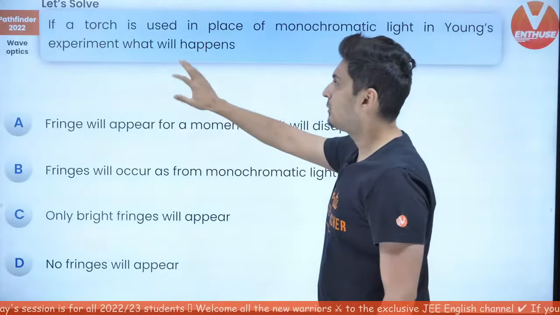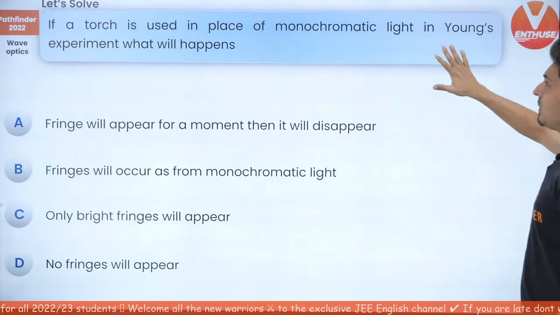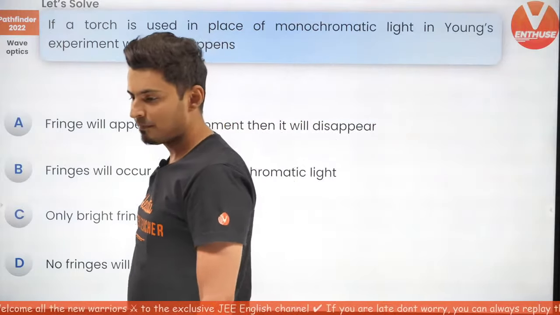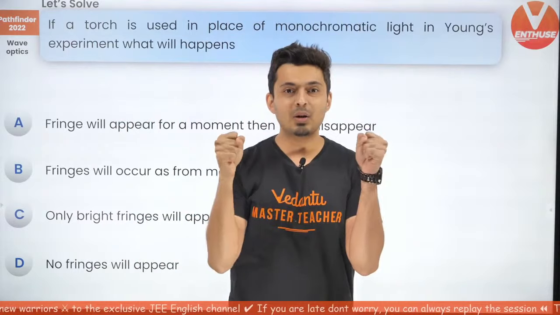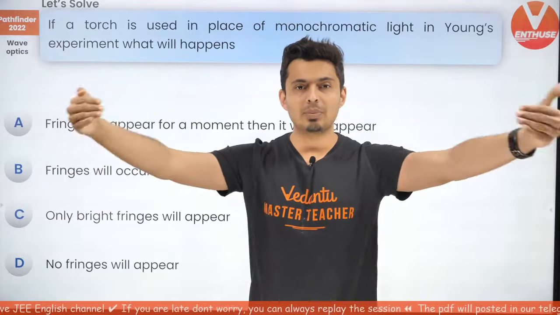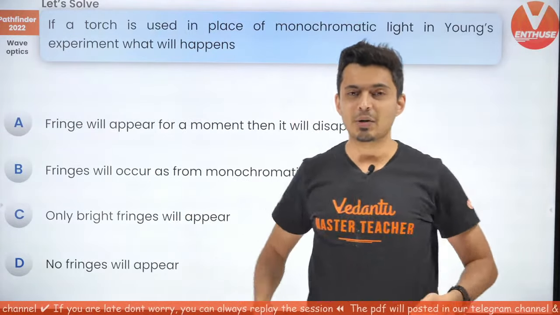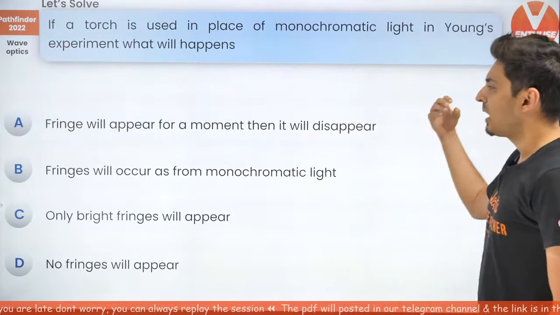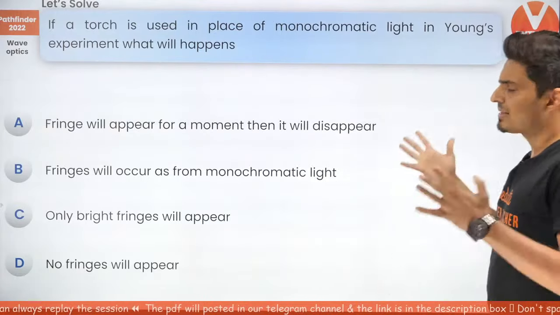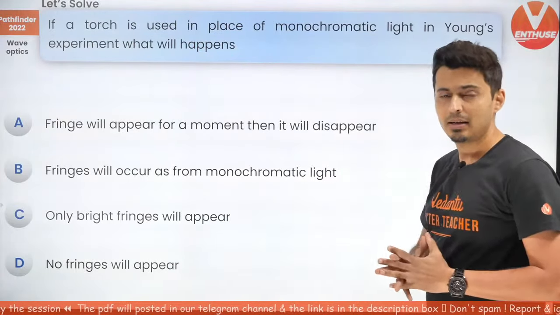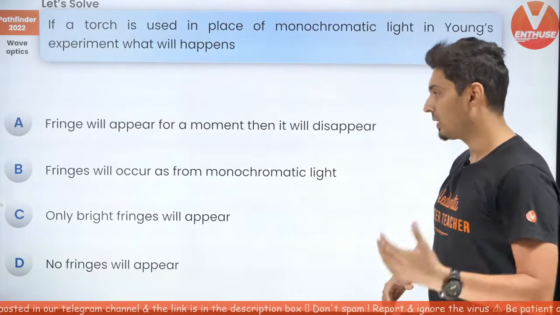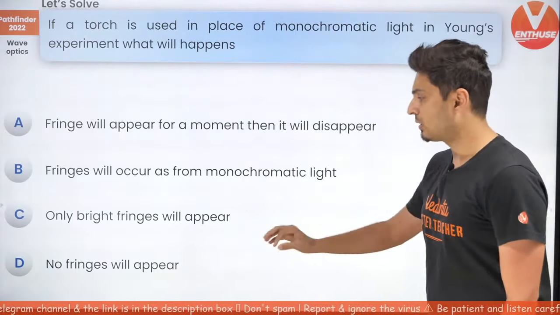So here's a question for all of you. If you use a torch in place of the light in Young's double slit experiment, what do you think will happen? So instead of a slit, imagine you use torches, torch 1, torch 2, and then you put up a screen. What do you think you are going to see on the screen? Will there be a fringe pattern appearing for a moment and then it will disappear? Will the fringe pattern occur as normally from a monochromatic light? Monochromatic means mono is single, chroma is color, single color light, okay? Or only bright fringes will appear, or no fringes will appear.